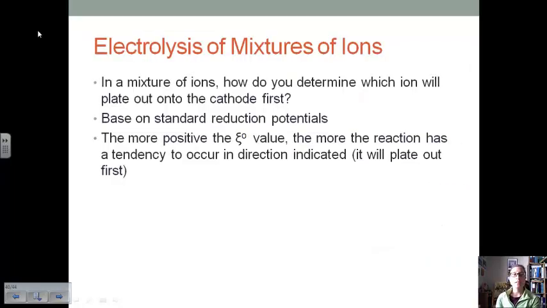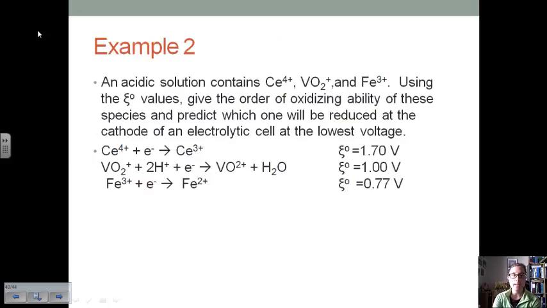Okay, so we can also show electrolysis of different mixtures of ions. So in a mixture of ions, how do you determine which ion is going to plate out onto the electrode first? Well, you base this on standard reduction potentials. The more positive the standard reduction potential value, the more the reaction has a tendency to occur in the direction indicated, meaning it's going to plate out first. So let's look at an example of that.